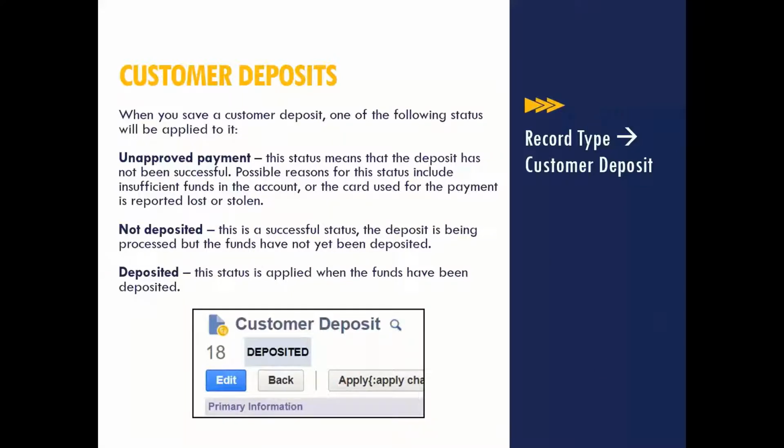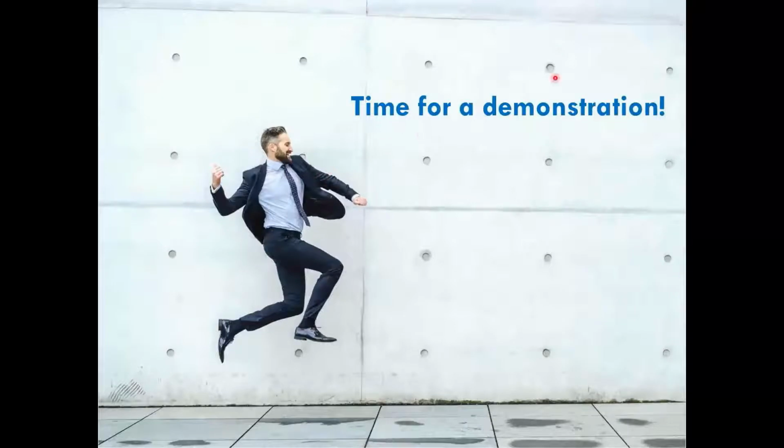Okay, so I have about 5 minutes or so left to go through a little bit of a demonstration. So I'm going to take just a minute here to switch over, and I'm going to create a sales order, create a customer deposit, and then I'm going to invoice that sales order and apply the customer deposit to the order. So give me just a second here to switch over.